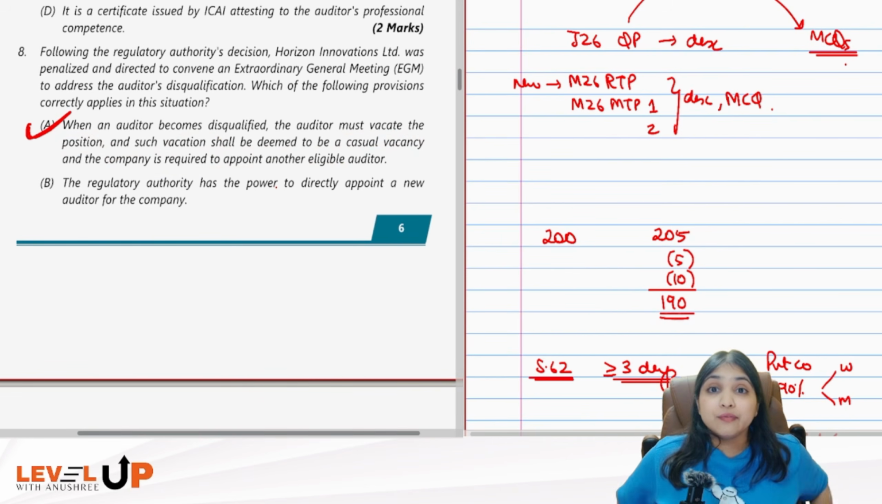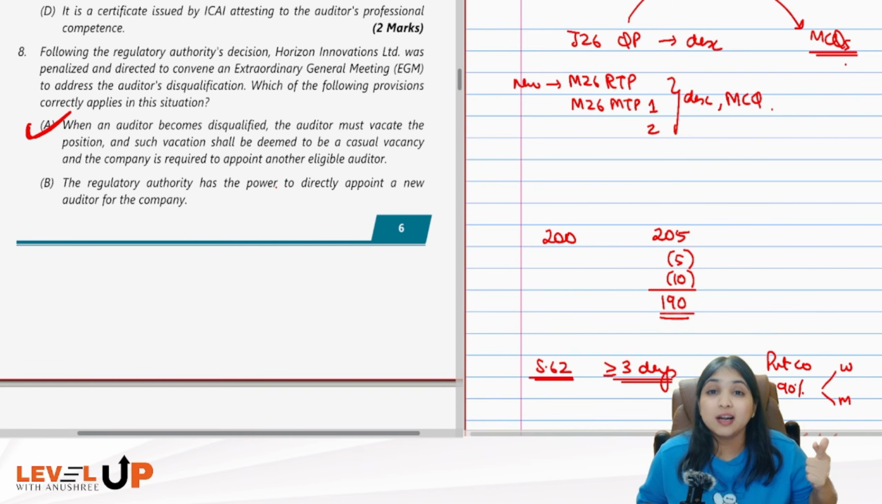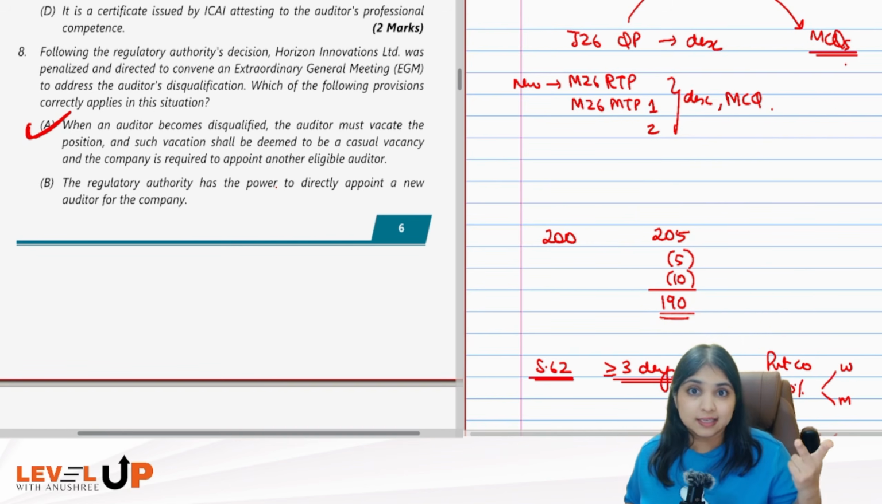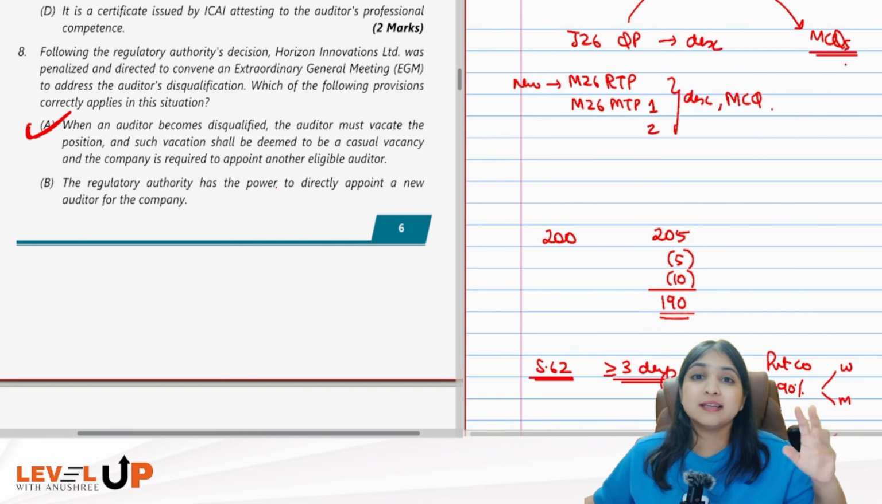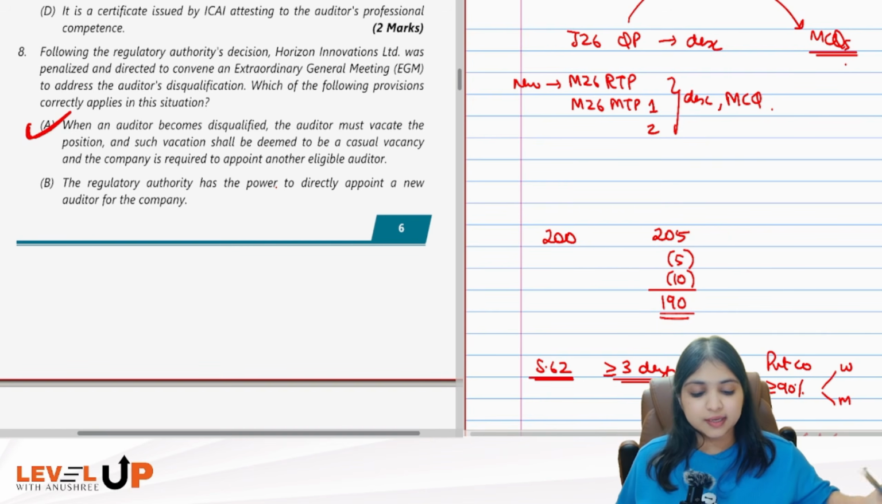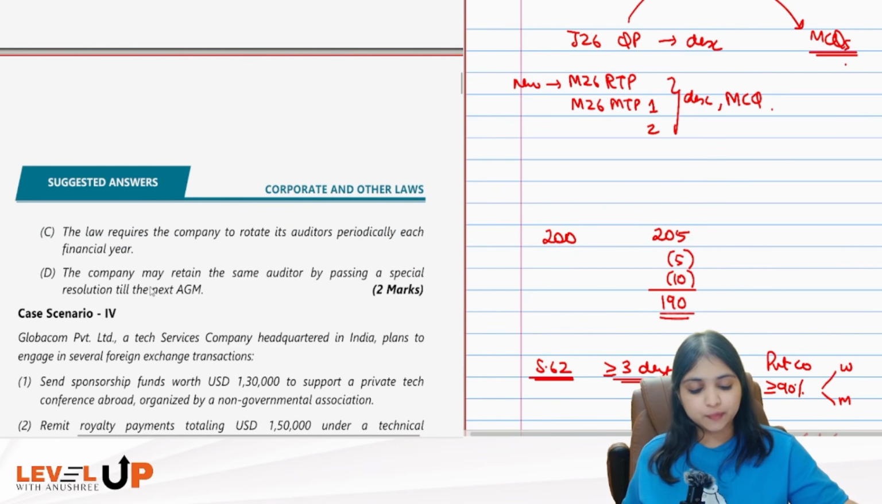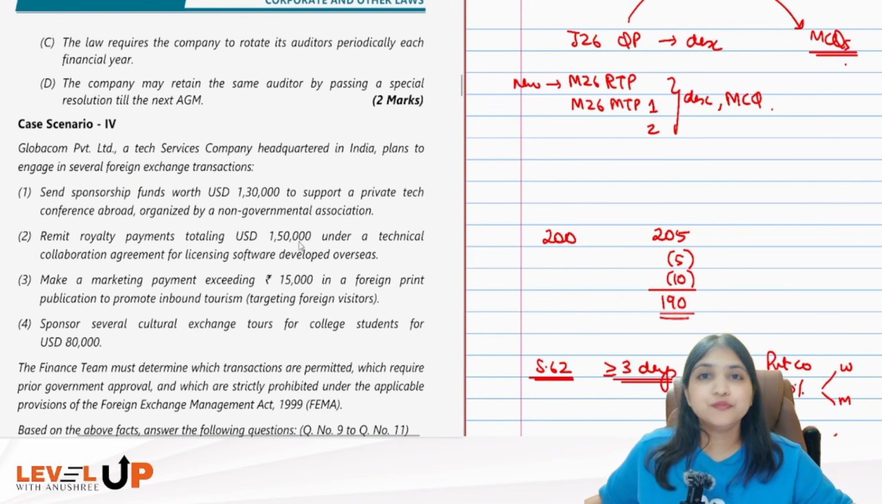Correct, guys. Whenever the auditor dies or attracts a disqualification or resigns or is removed, in all of these cases there will be a casual vacancy and the casual vacancy has to be filled by the company. So option A. Now come on guys, come to the 4th case scenario.